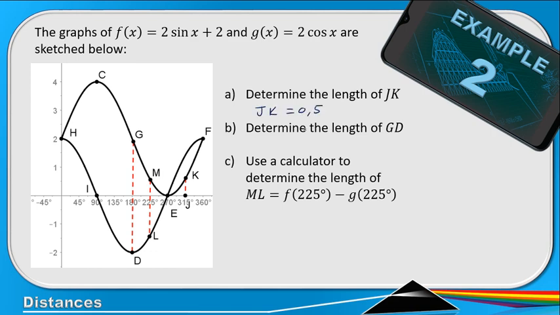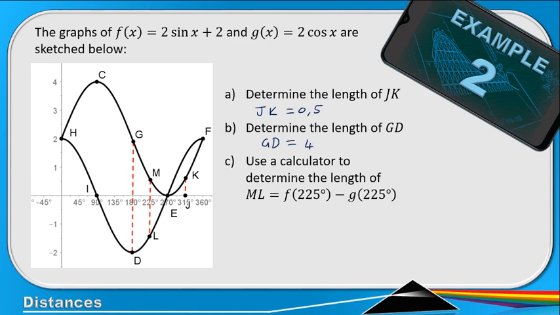Then the length of GD. Now G lies on f and D lies on g. And then also we see that both of these x values are 180. So now to read off the y values, we see G is 2 and D is at -2. So the distance from -2 to 0 is 2, from 0 to 2 is 2. So the total distance will simply be 4. So GD is equal to 4 units.